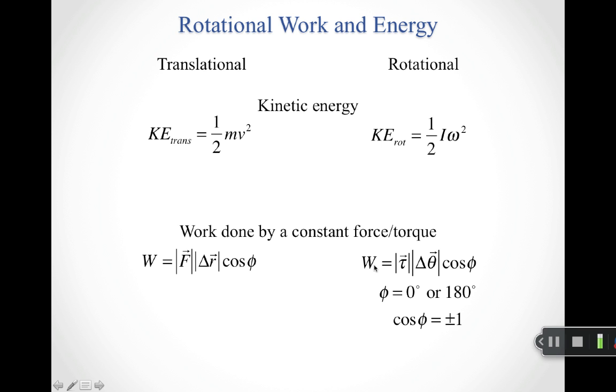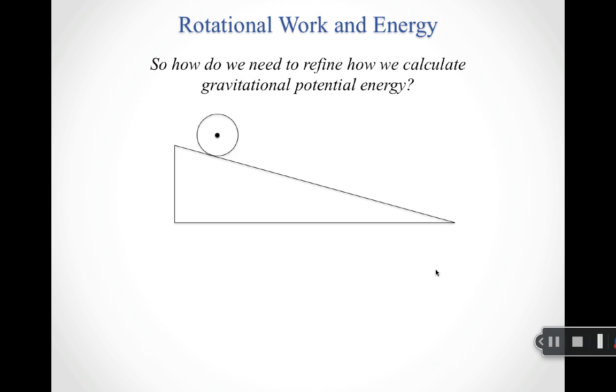This is either a situation where the work is being done to speed an object up as it rotates, and so the torque and the angular displacement are in the same direction, or to slow down an object as it rotates, and the torque and the angular displacement would be in opposite directions. So we're either going to use 0 degrees or 180 degrees for our angle, which means that this cosine term is either going to be plus or minus 1. So the work done by a constant torque is going to be plus or minus magnitude of the torque times magnitude of the angular displacement.